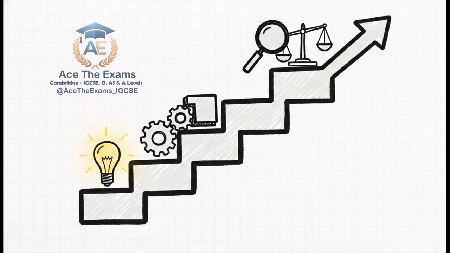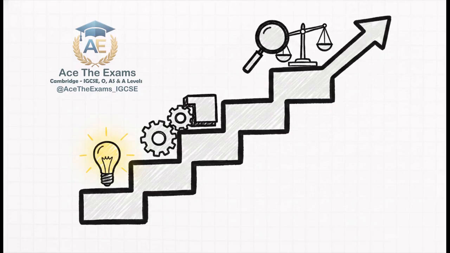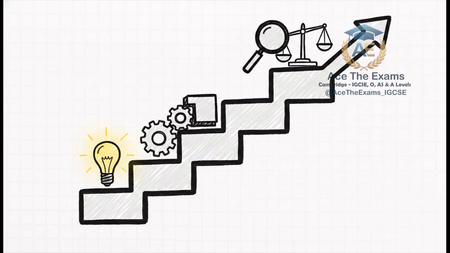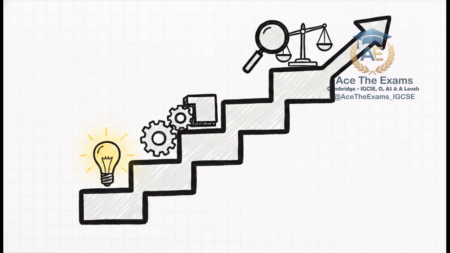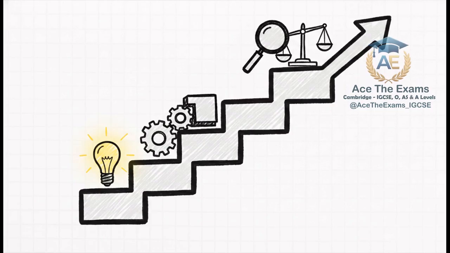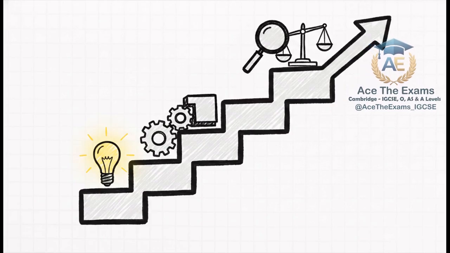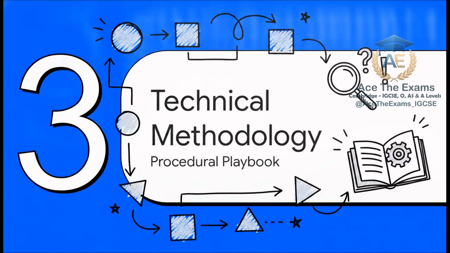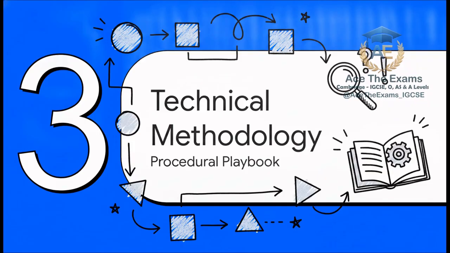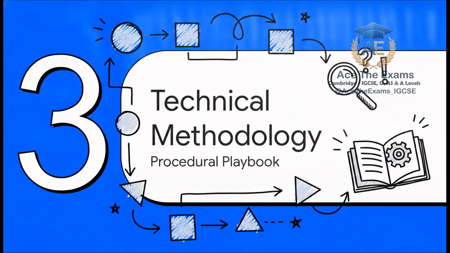To force yourself up this ladder, top students use the PEEL framework: point, evidence, explanation, link. You make your point, you back it up with evidence from the case study, you provide the technical explanation of the computer science principles at play, and you link it back to the specific question asked. If you decode the command words correctly and apply the PEEL framework, you practically force the examiner to give you maximum marks. Let's move to Section 3, the technical methodology. This is your procedural playbook for actually writing the answers.